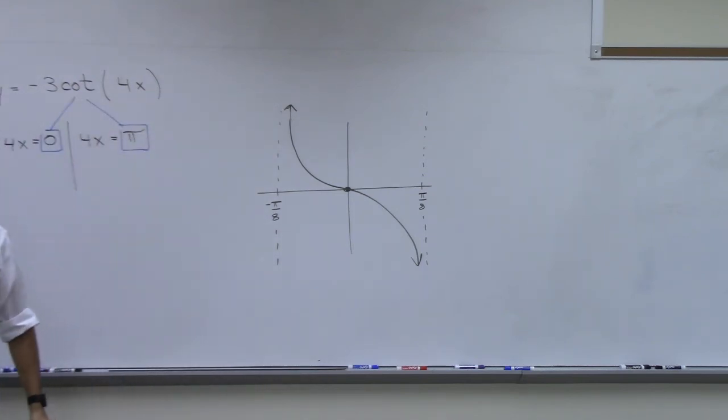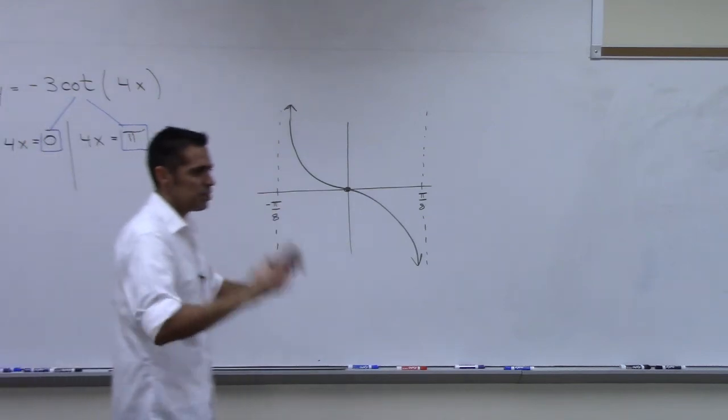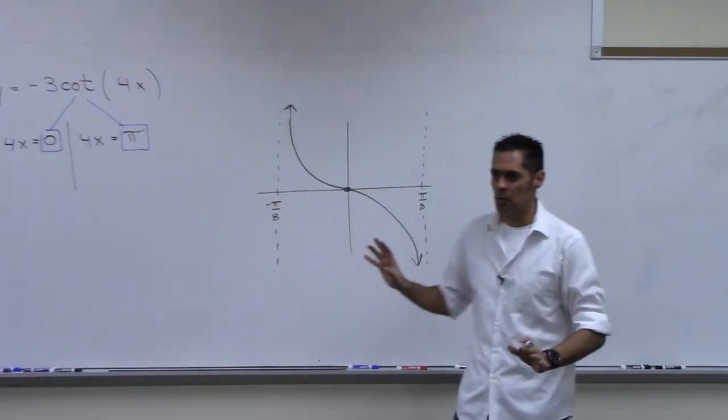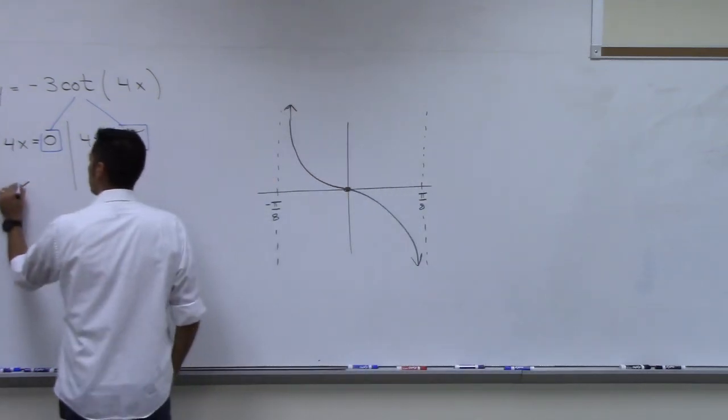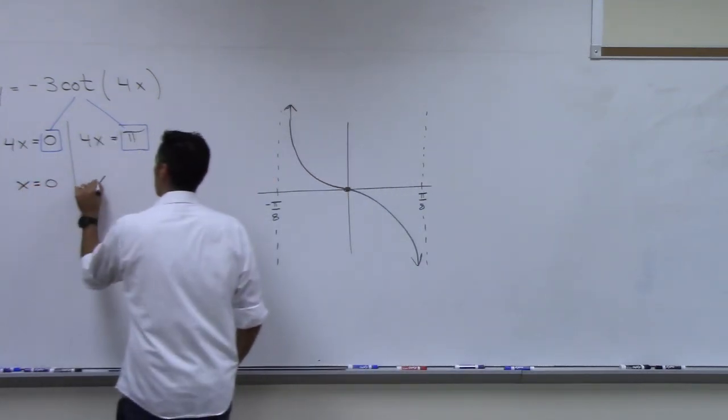So sine and cosine, 0 and 2 pi. Tangent, negative pi over 2 to pi over 2. Cotangent, 0 and pi. And unfortunately, that's it. We're done. We don't have to remember anymore. Those are the ones. And then when we solve these, we're going to get some nice answers here. We get x is 0, nice. We get x is pi over 4.